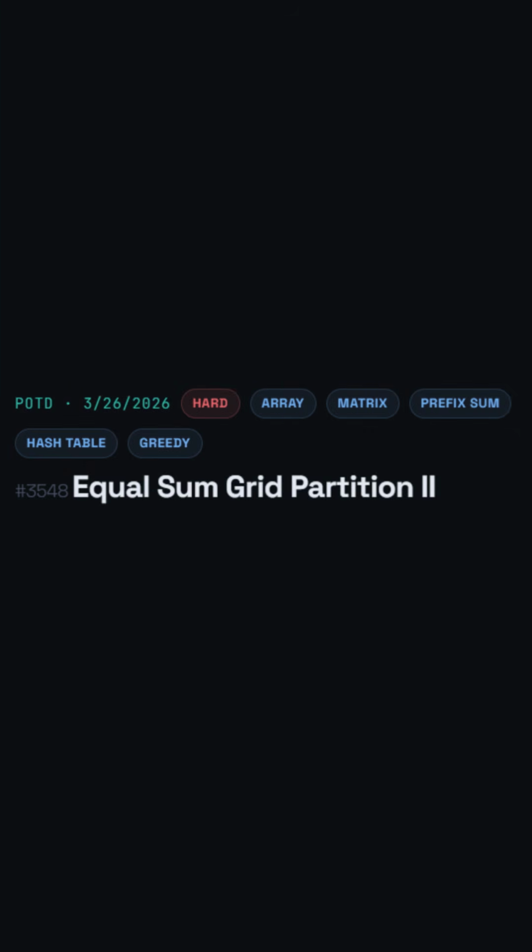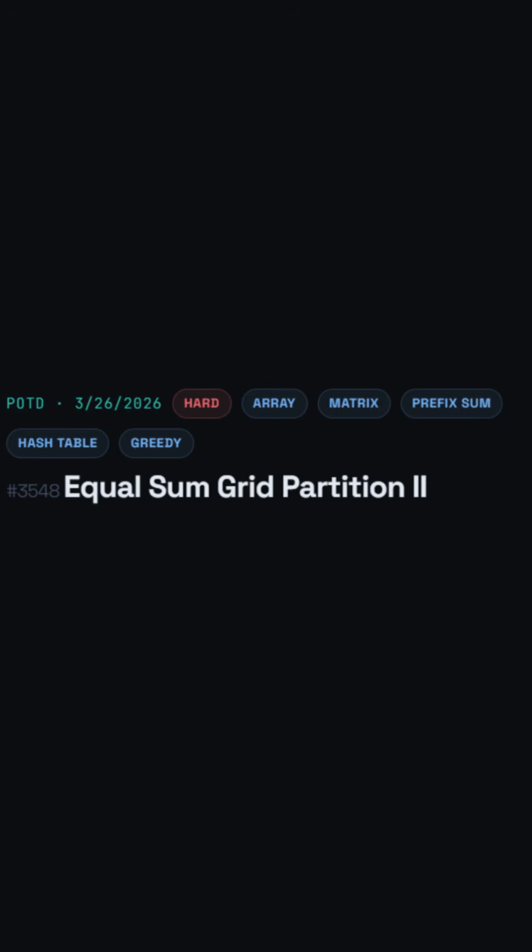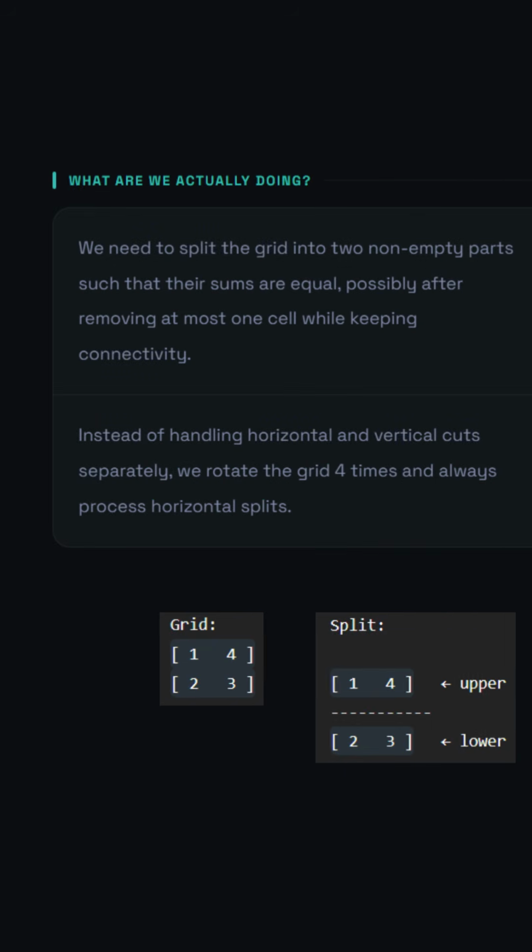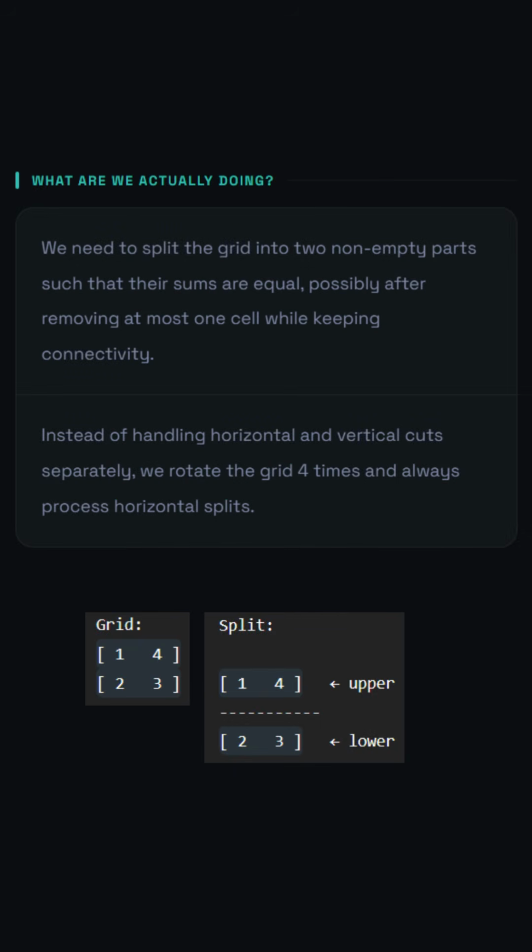Today we are solving LeetCode 3548, Equal Sum Grid Partition 2. What are we actually doing? We are given a grid of numbers. We need to split it into two non-empty parts such that both parts have equal sum. We are allowed to remove at most one cell, and both parts must remain connected.